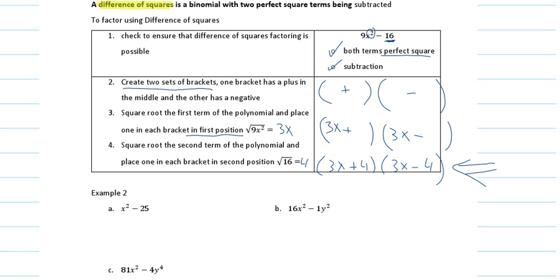So that means this right here is the standard form. This one right here is your factored form. I just factored using a process called difference of squares.